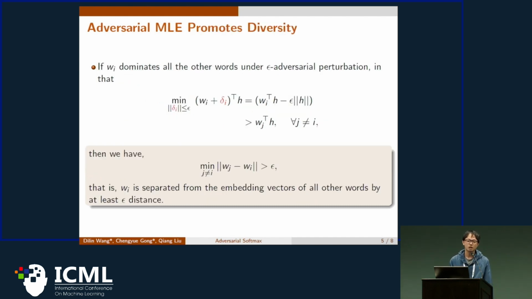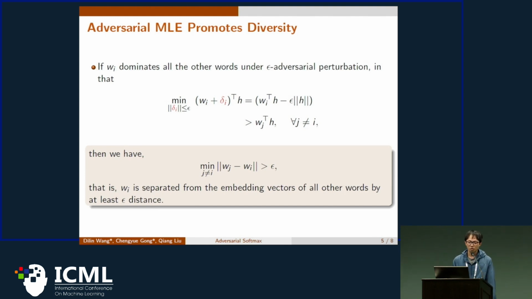An interesting property of our method is that our adversarial training strategy actually promotes diversity in word embeddings. To see that, given context H, if the probability of generating word WI is higher than any other words, then by the definition of adversarial training, the inner product between WI and H subject to the adversarial perturbation should be larger than for any other word-context pairs. That being said, the minimum distance between WI and its neighbors should be larger than epsilon.